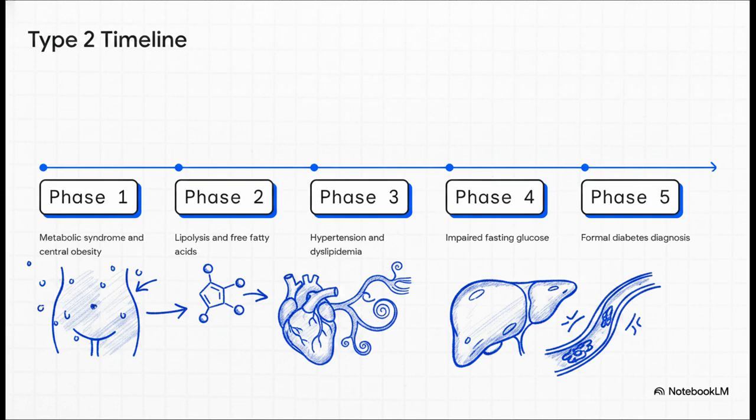Well, it translates to this relentless timeline. It kicks off with metabolic syndrome and central obesity, which triggers lipolysis. This rapidly generates hypertension and dyslipidemia. Only much later do we actually see impaired fasting glucose and eventually a formal diabetes diagnosis. This sequence dictates a stark clinical reality. Life-threatening macrovascular complications like atherosclerosis and non-alcoholic fatty liver disease frequently precede the formal diagnosis of diabetes.